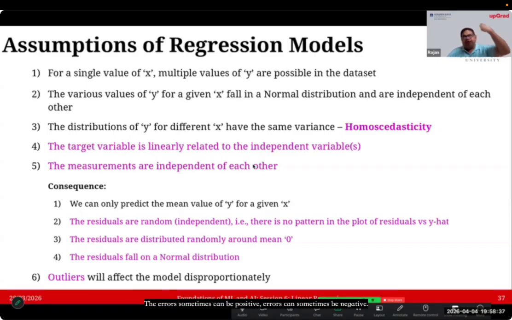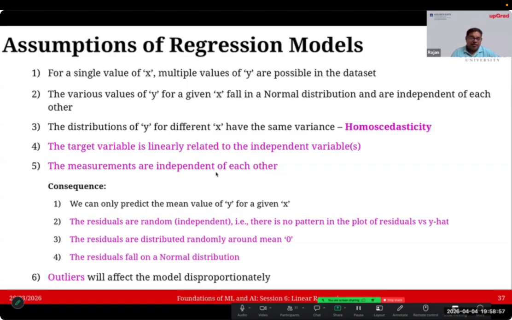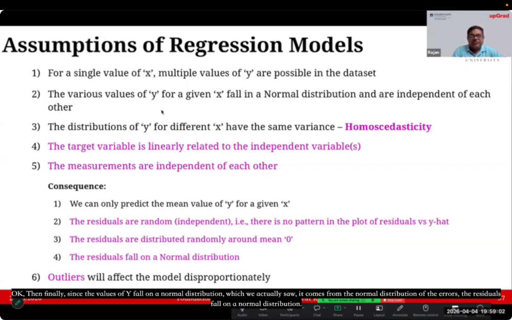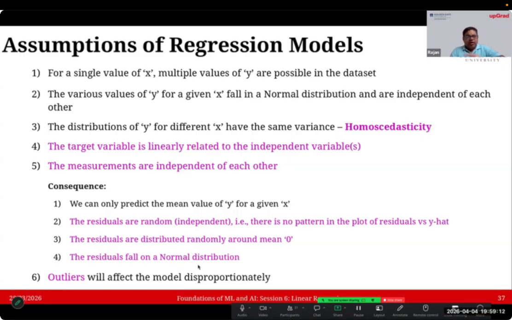The errors can sometimes be positive, sometimes negative. Therefore, the errors are distributed around the mean value of 0, the errors, the residuals. This also means the measurements are independent of each other. That also means the errors are randomly distributed. That's the other consequence. Then finally, since the values of y fall on a normal distribution, which comes from the normal distribution of the errors, the residuals fall on a normal distribution.